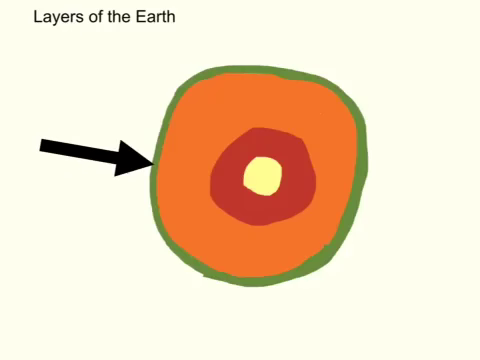The crust is 0 degrees Celsius, and the thickness is 35 to 70 kilometers in the continents, and the thickness is 5 to 10 kilometers in the ocean.